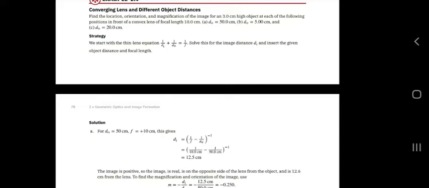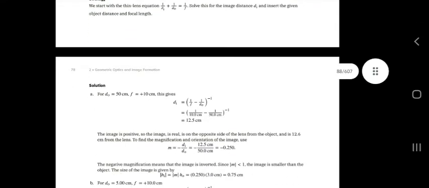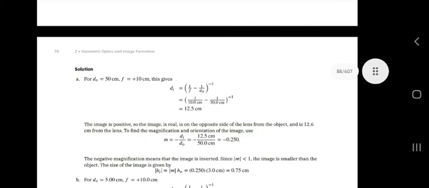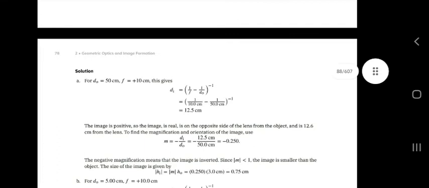So for object distance equals 50 centimeters, the focal length is positive 10 centimeters, which gives this formula: image distance equals 1 over focal length minus 1 over object distance, raised to the negative 1 power. So we just substitute the values.